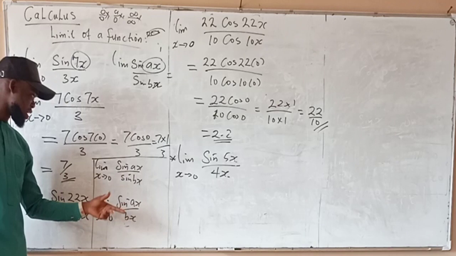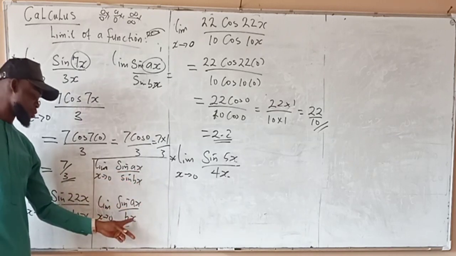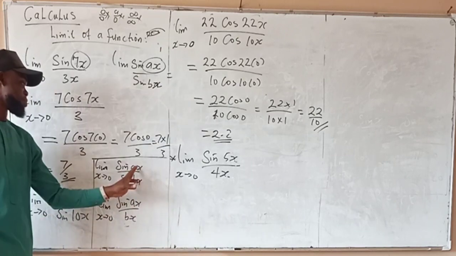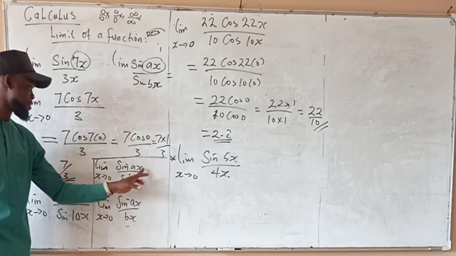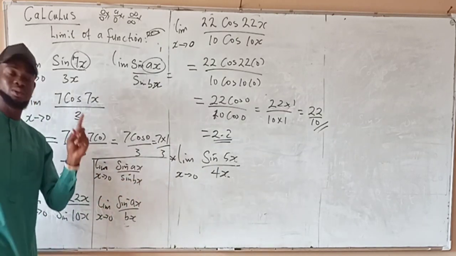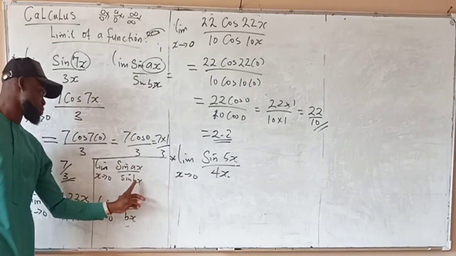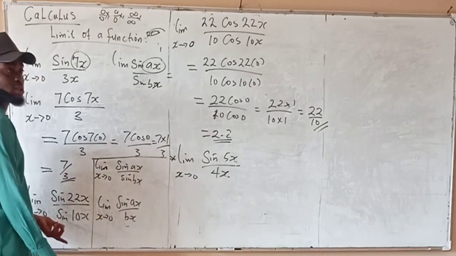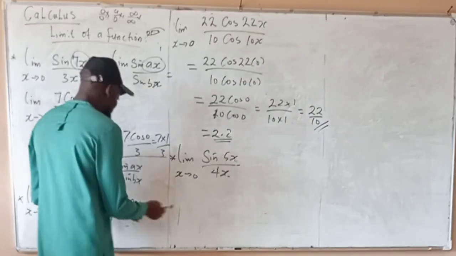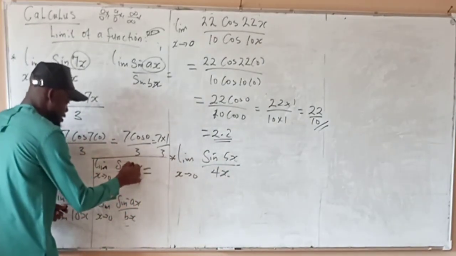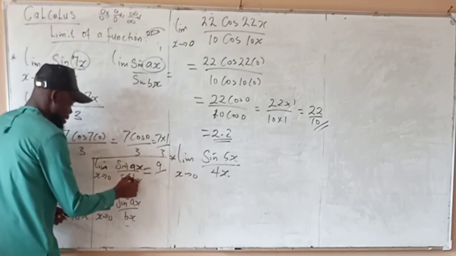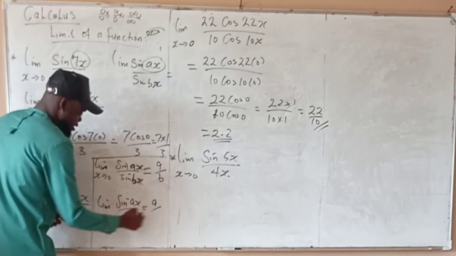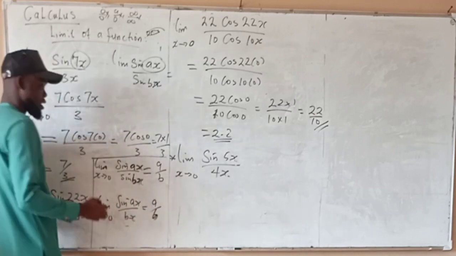Now, it must be sine or tan, and the power of x must be 1. And these angles must be a single term, something like ax only, not x plus something. Not two terms, just one term should be here. If you have it that way, the answer is going to be the coefficient of this x divided by the coefficient of this x. That's going to be the answer.